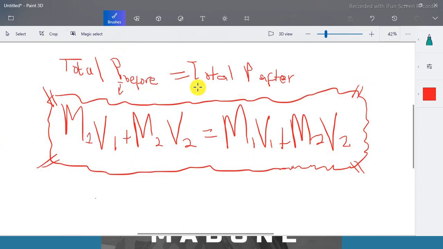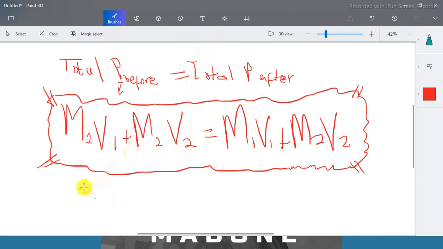Now you guys have to look at this. Total P before, this is the momentum before and the momentum after. Your question is, why do we have two mv? Why do you have two masses and why do we have two velocities? Remember, guys, we will be given two objects. You are in grade 12. The maximum number of objects they can give you is two objects.